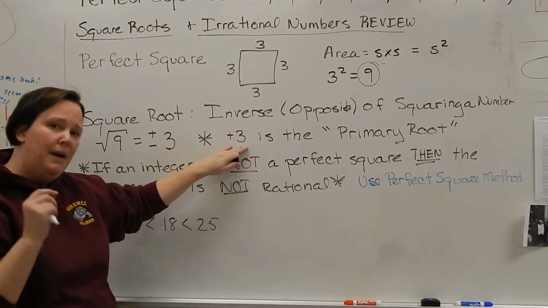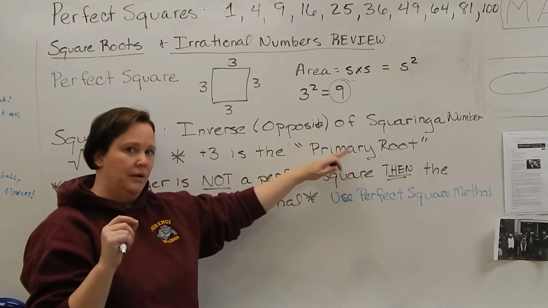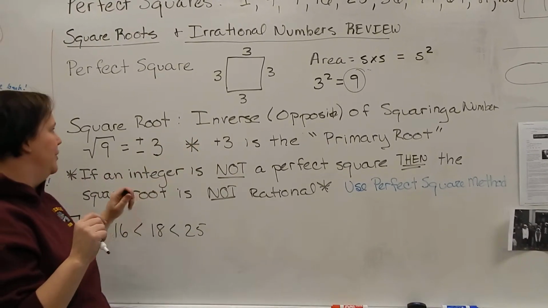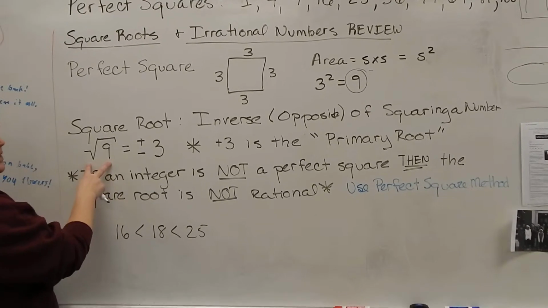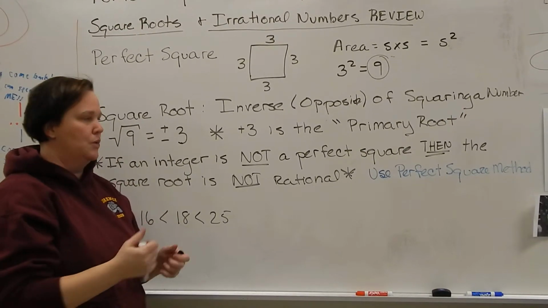But we call that positive square root the primary root. And remember, I gave you that term. The positive square root is the primary root. So if you see square root of 9 equals 3, they're just giving you the primary square root.